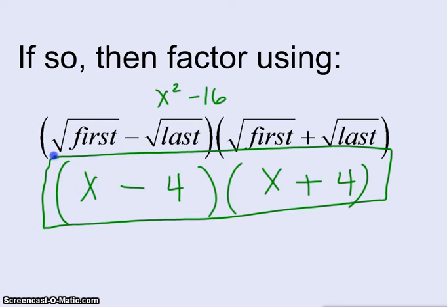If you multiply it back out, you'll notice x times x is x squared, x times 4 is 4x, negative 4 times x is negative 4x, and negative 4 times 4 is negative 16. Notice that 4x and negative 4x add to 0x. I'm left with x squared minus 16. So if you're uncertain of your answer, feel free to go back and do your multiplication to see, did you do it correctly?